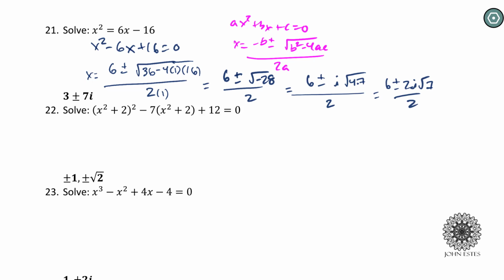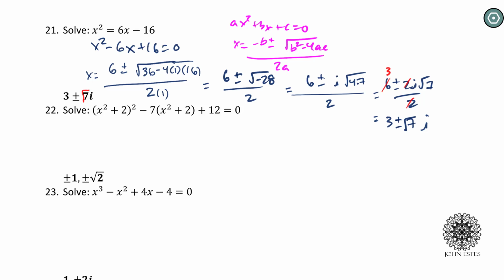Since there is a 2 in all three terms here, I can cancel out a 2, but only because it's in all three terms. And I'll end up with 3 plus or minus i square root of 7. Okay, so that means in our answer key here, we actually need a square root, but then there we have it. So there needs to be a square root of 7 there.